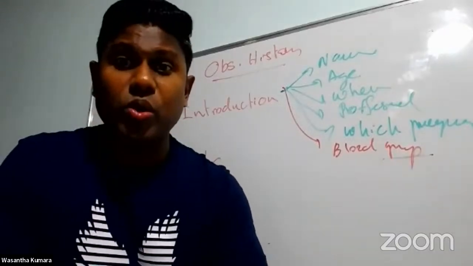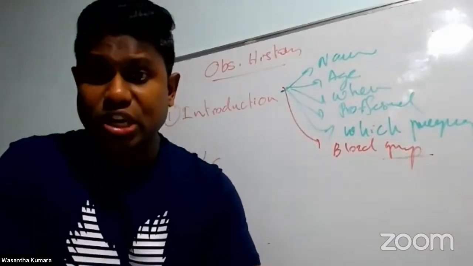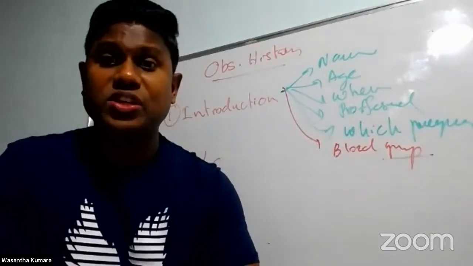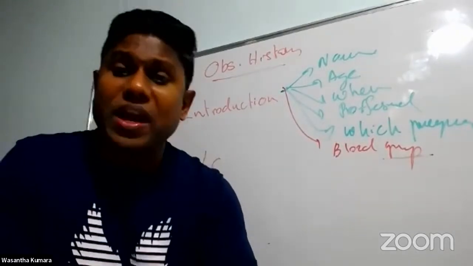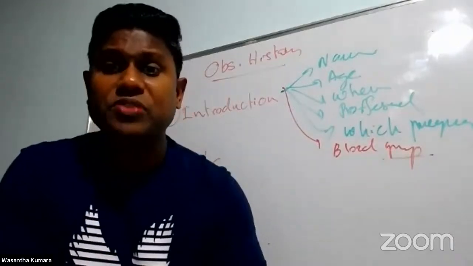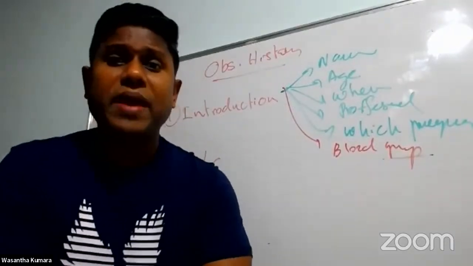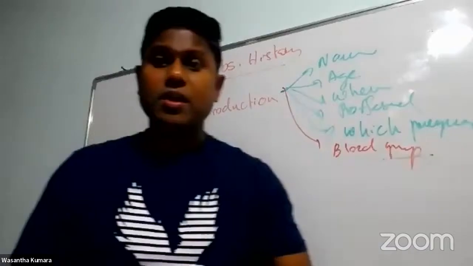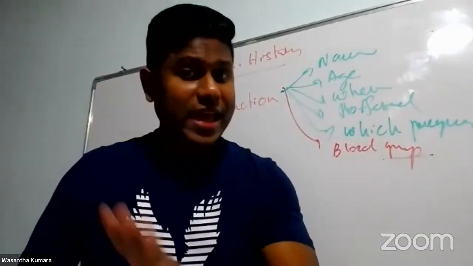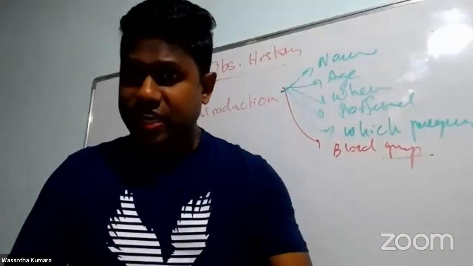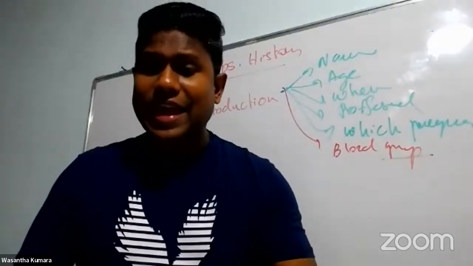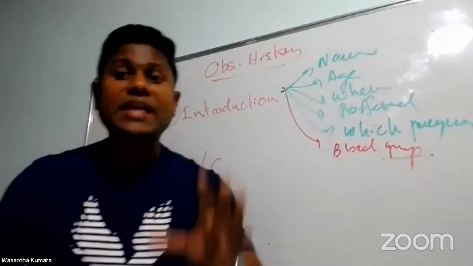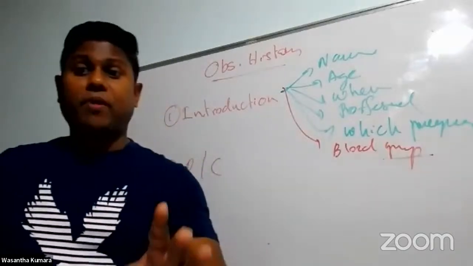In obstetrics you can say patient coming with lower abdominal pain for few hours duration, say 10 hours duration, 3 hours duration, or patient coming with reduced fetal movements for 5 hours duration, patient coming with few episodes of per vaginal bleeding. You don't say antepartum hemorrhage, you say per vaginal bleeding. You use the non medical terms, it's very important.